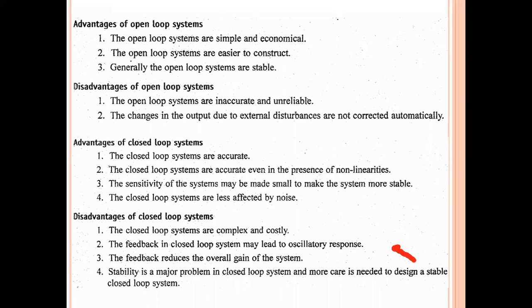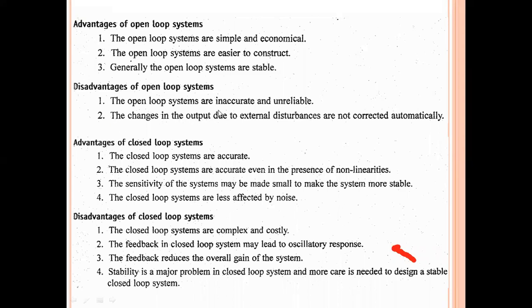Coming to the disadvantages of open loop systems, the open loop system output response is inaccurate and unreliable. This is due to the absence of a feedback element. We cannot control the output voltage because of the external disturbances, right? Because of the external disturbances, we cannot have control on the output voltage. So the desired value of the output voltage may deviate, which we cannot control. So the output will be inaccurate and unreliable. That is the major disadvantage.